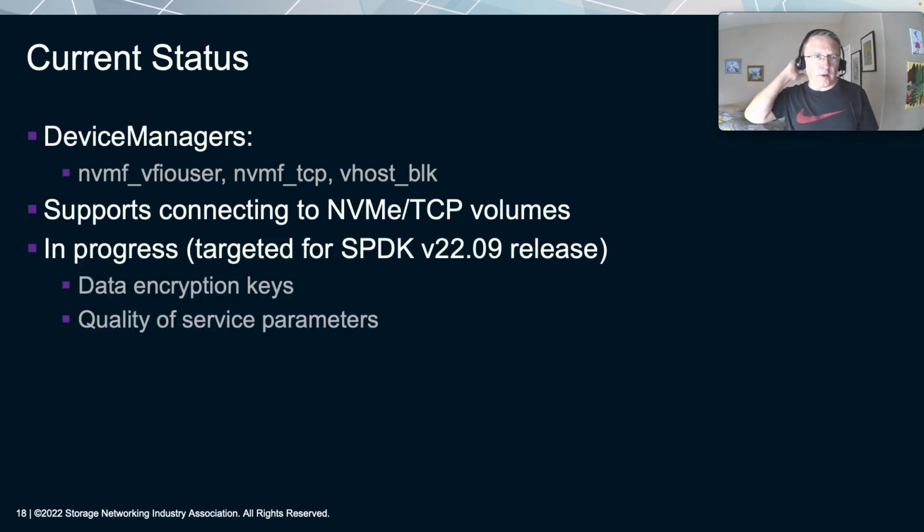And then in progress, there are patches out right now that are under review for specifying data encryption keys. So for being able to encrypt data as it's coming from the host through the IPU, potentially out to remote storage. And then also quality of service parameters. So how do you specify maximum IOPS if you have one IPU that's serving storage to multiple VMs on that host?